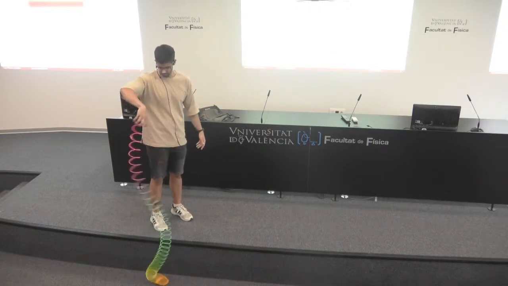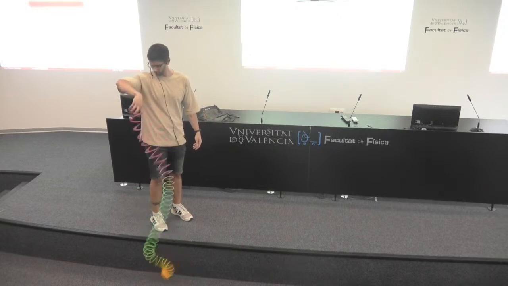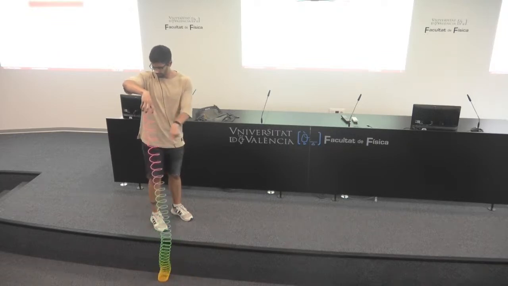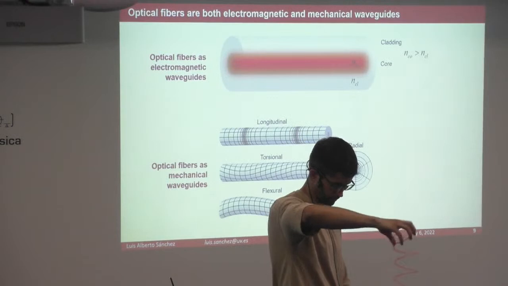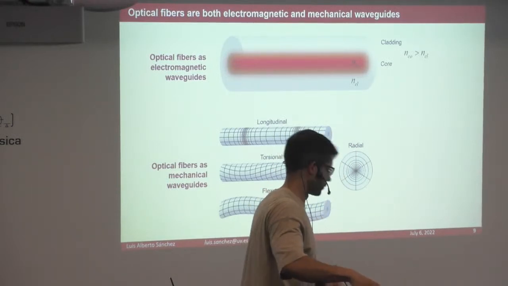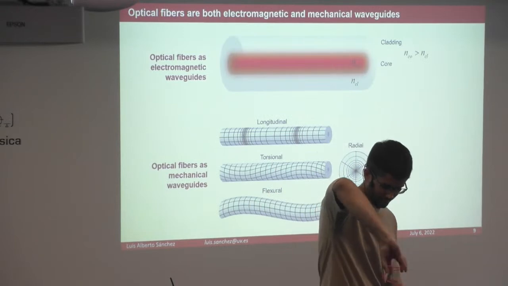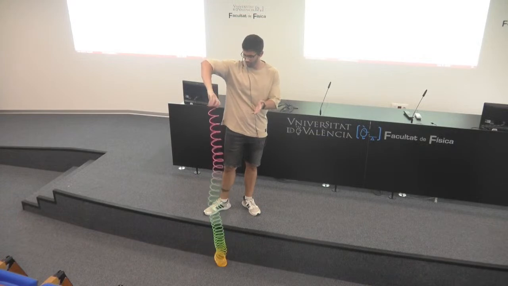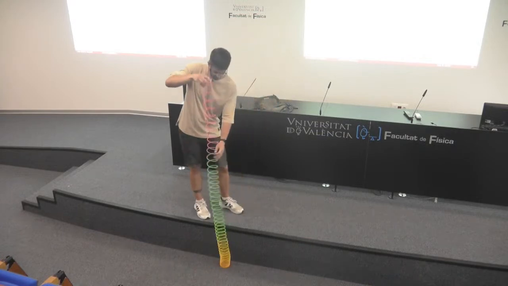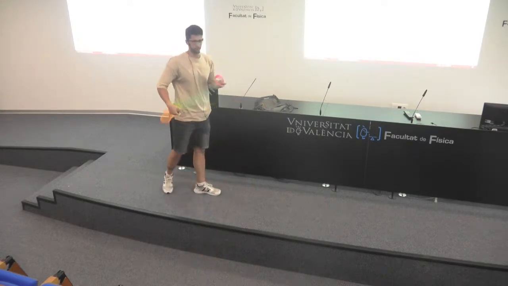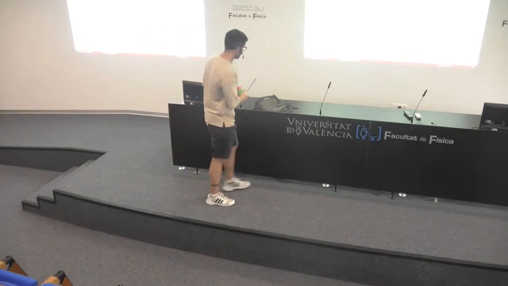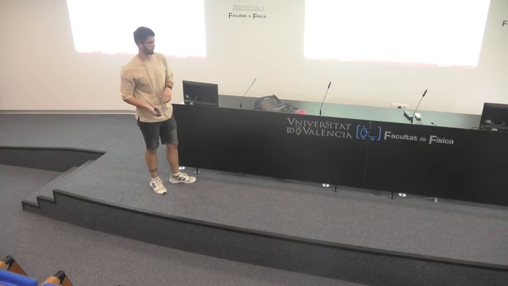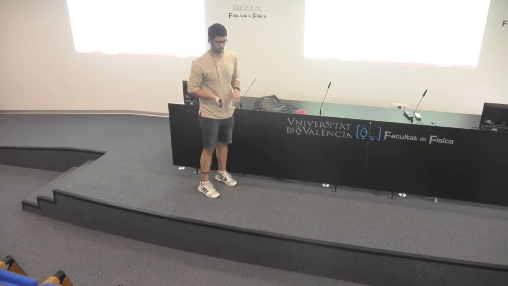Okay. Flexural waves, for example. This is a flexural wave. As you can see, the direction of the displacement field is transverse to the propagation of the wave. The torsional ones are a bit difficult to see. You have to twist the spring like this, but I think you have an idea of how this works, right? So in optical fibers, we can have this kind of mechanical waves. What happens when we have both the optical waves and the mechanical waves in an optical fiber, that they can interact with each other?